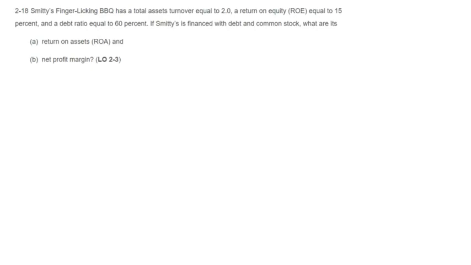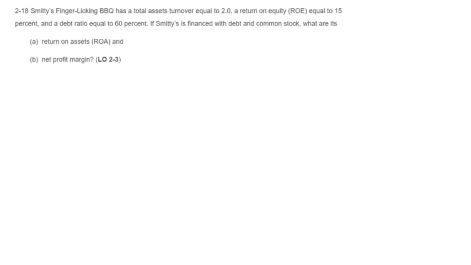Smitty's Finger Licking Barbecue has total asset turnover equal to 2, return on equity equal to 15%, a debt ratio equal to 60%. If Smitty's is financed with debt and common stock, what are its ROA, or return on assets, and the net profit margin?